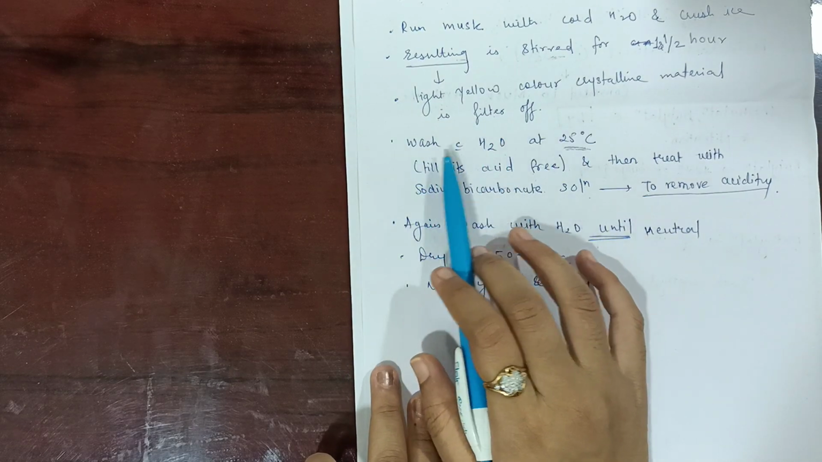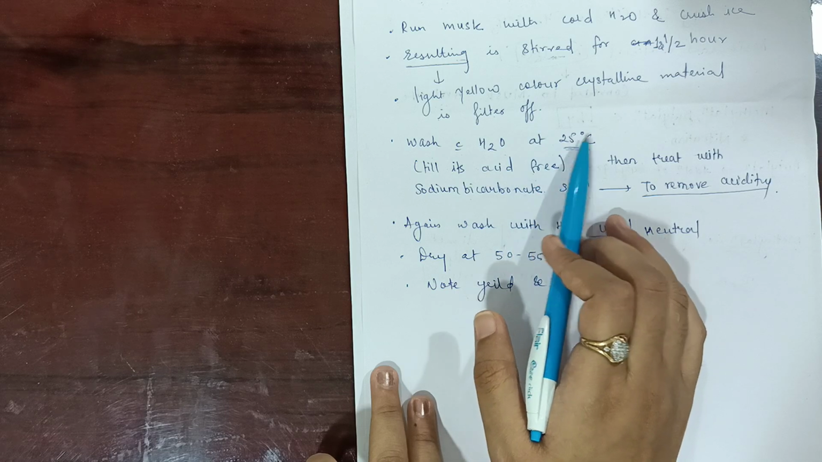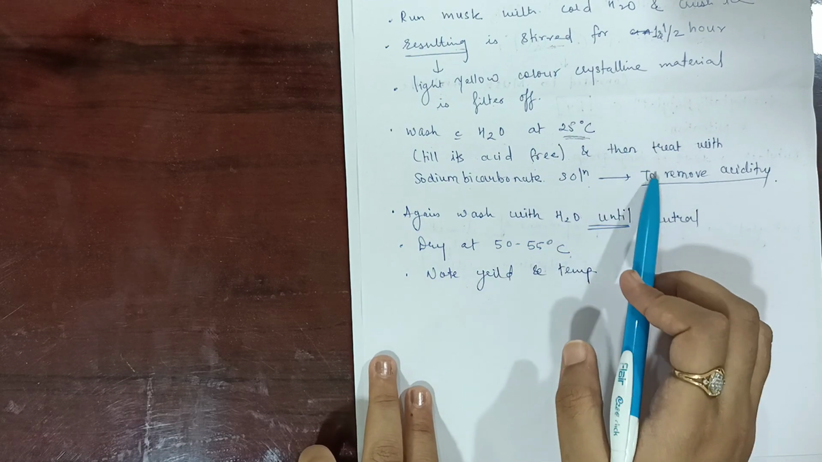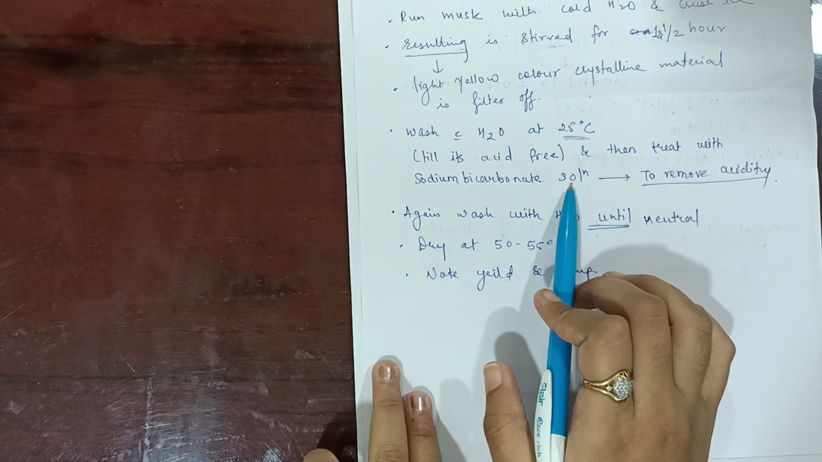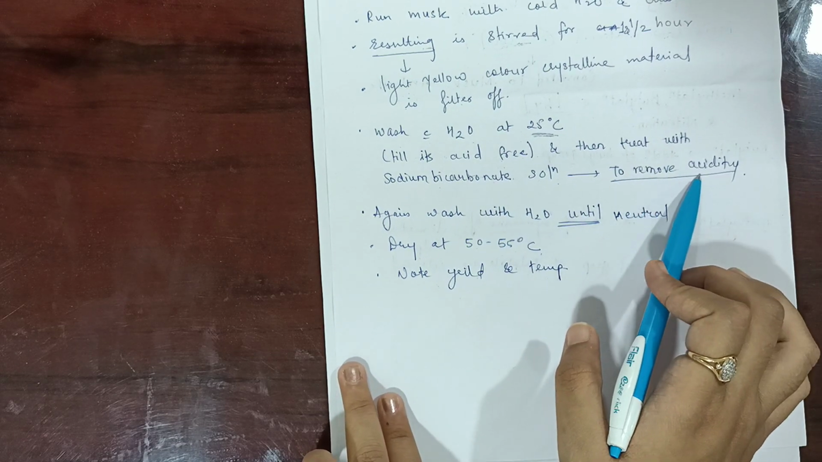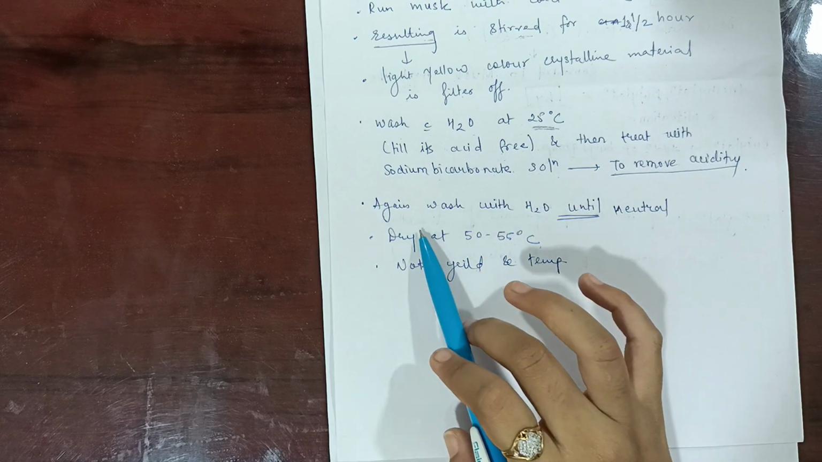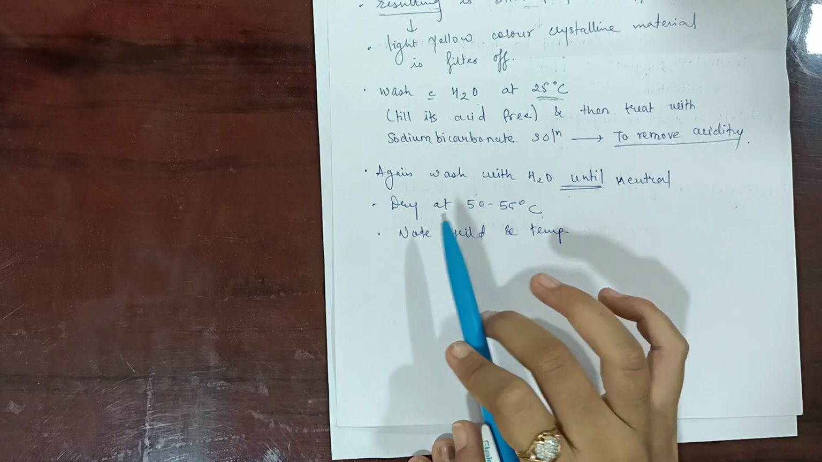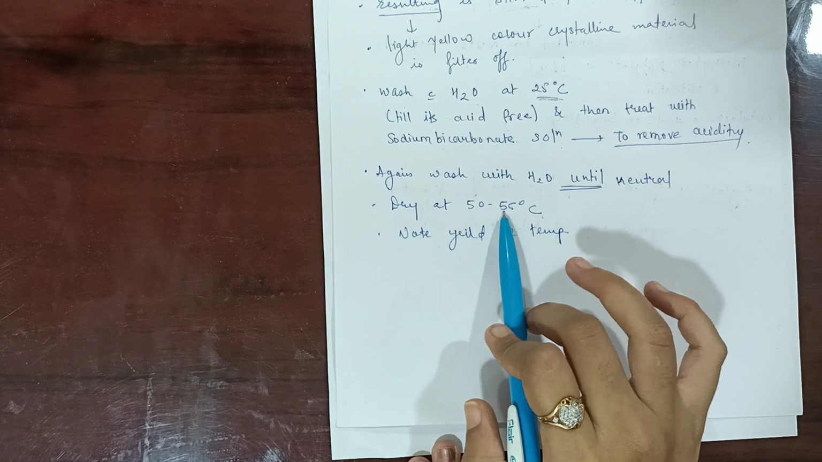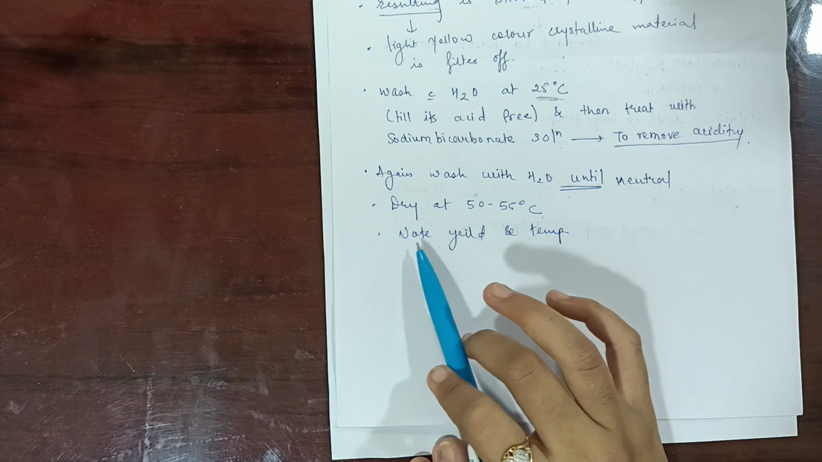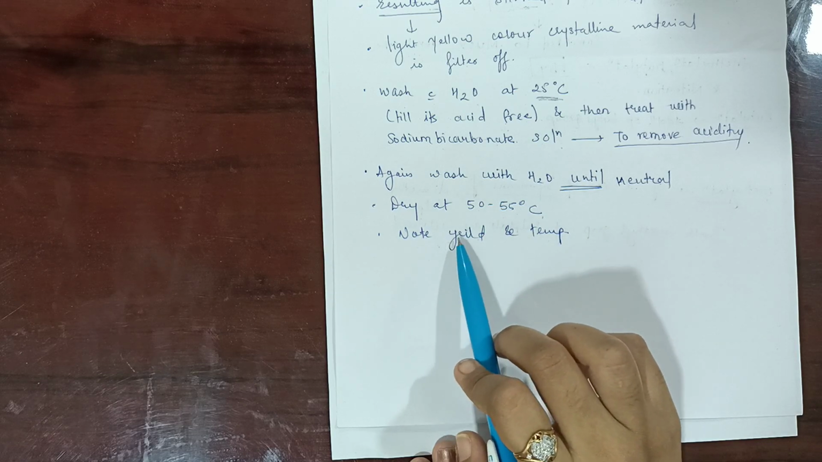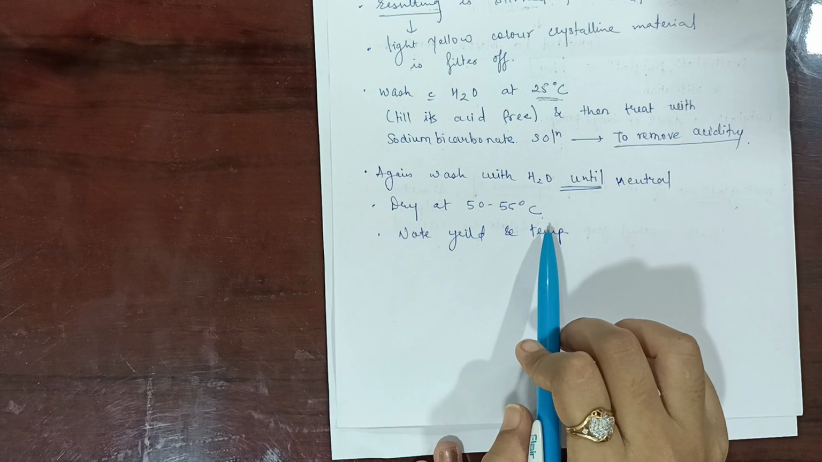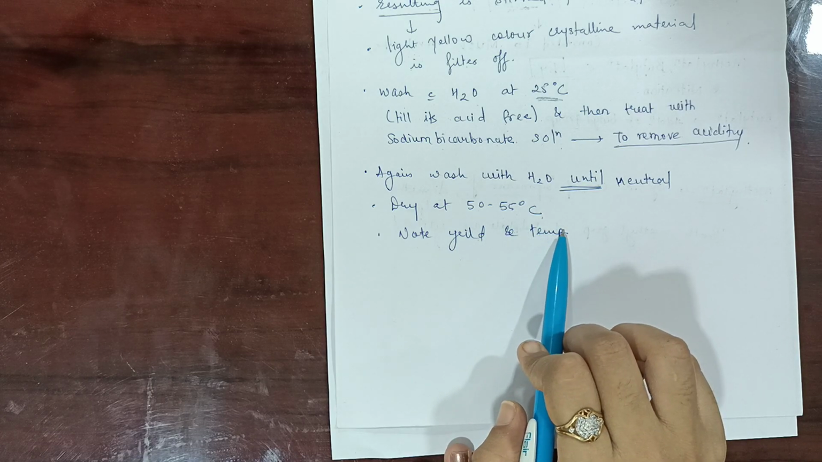Now you have to wash with water at 25 degrees Celsius until it's acid free, and then you need to treat with sodium bicarbonate solution so as to remove the acidity. Then again wash with water until it becomes neutral. You have to dry at 50 to 55 degrees Celsius, and at the end you have to note the yield of the odorous material and the melting point of the product.